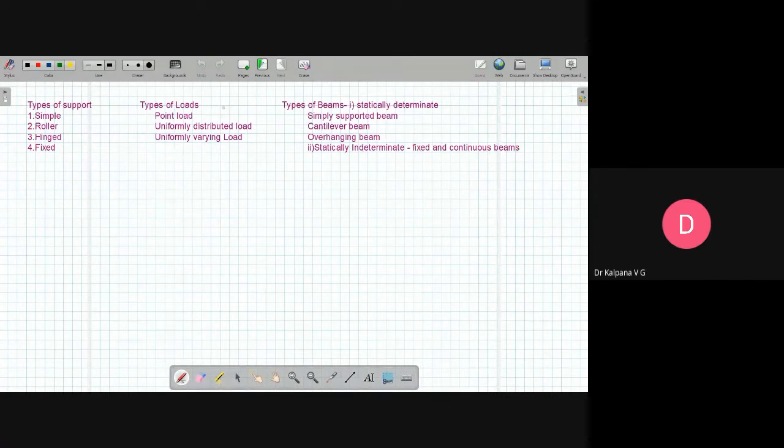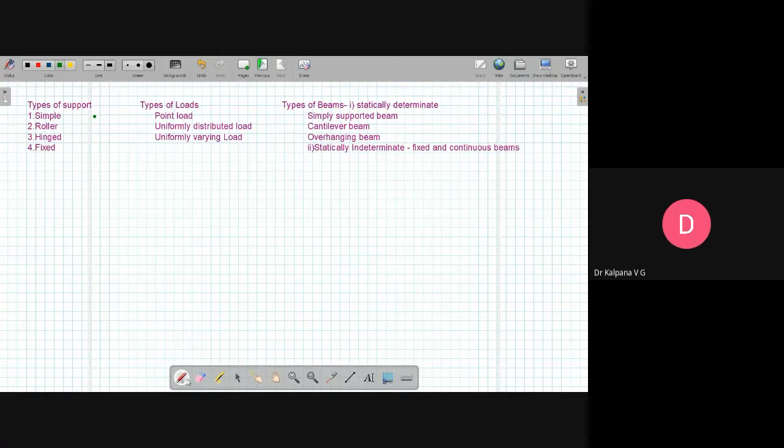So the topic which is given to me is a basic topic in strength of materials: types of supports, types of loads, and different types of beams, and for those statically determinate beams, how to draw the shear force and bending moment diagram. So let me start from this page. Is this page visible? Is the content visible?